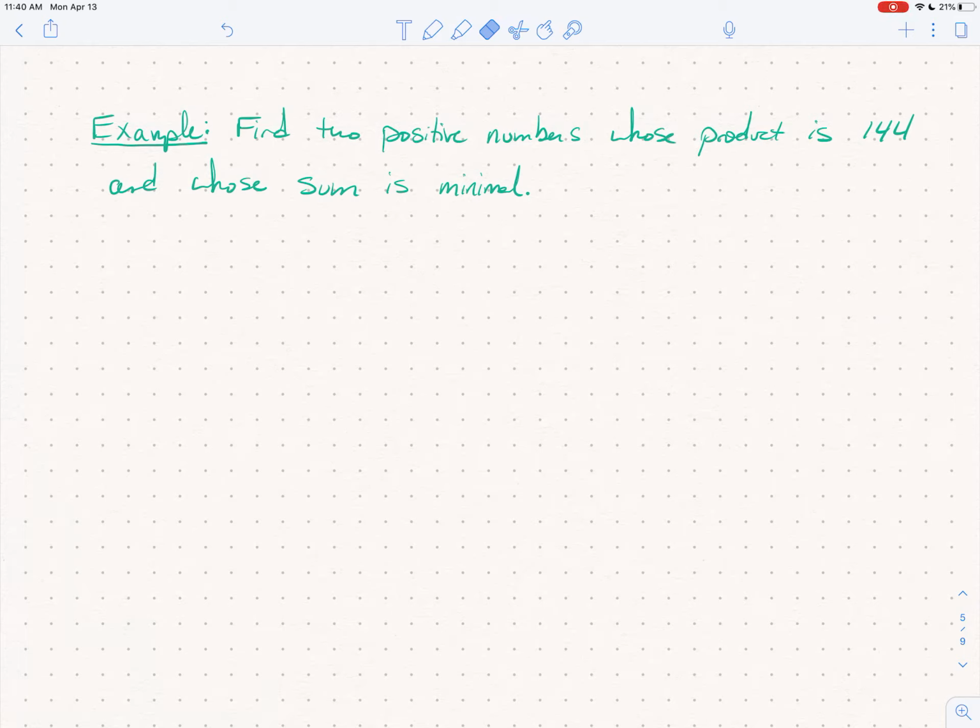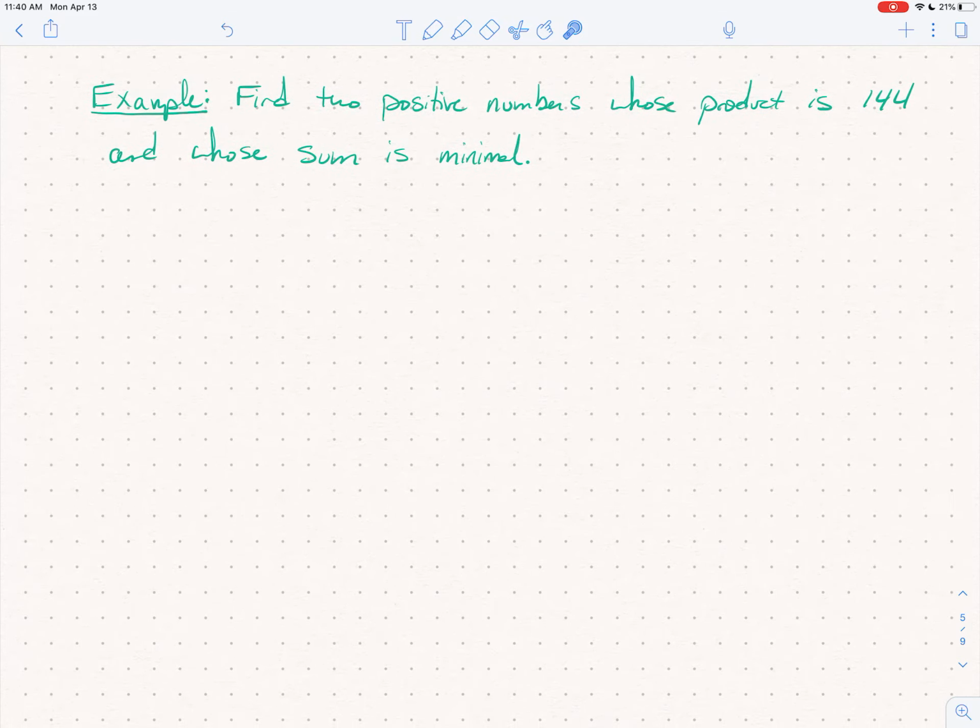So I made these problems sound like they were going to be all real life, and I will do one more problem that's very realistic. But this one, maybe not, who knows? We're just asked to find two positive numbers whose product is 144 and whose sum is minimal. And I wanted to do this one with you, even though it's not necessarily directly applied.